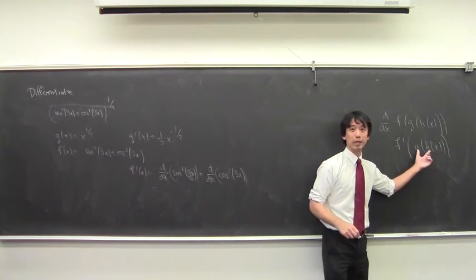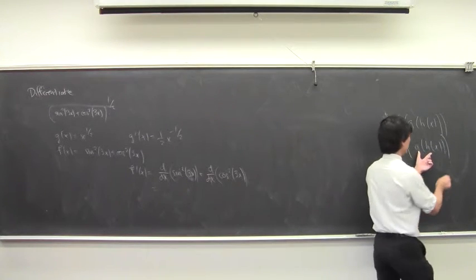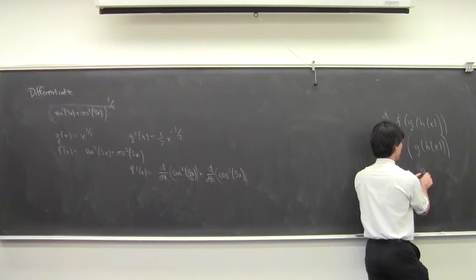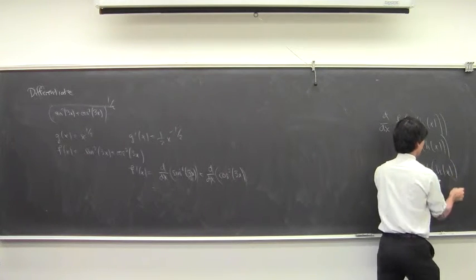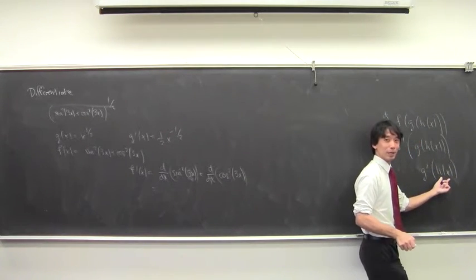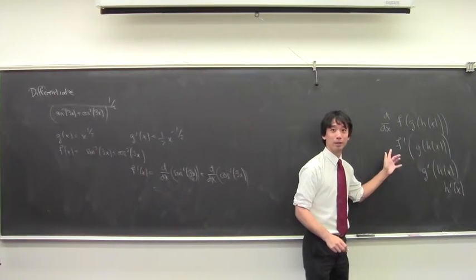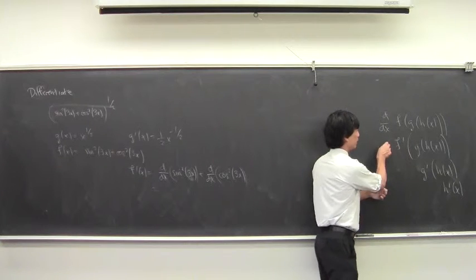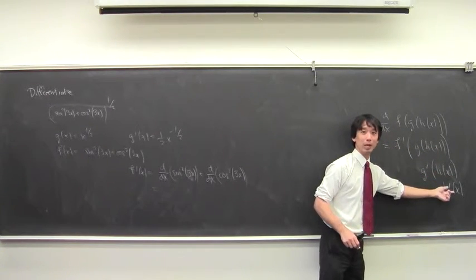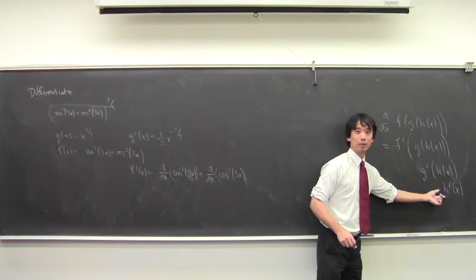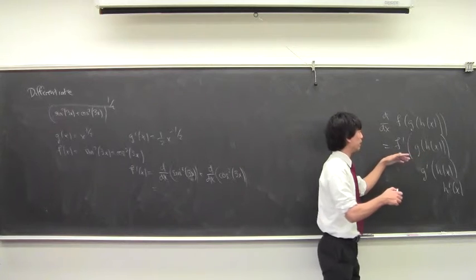Times the derivative of the inside guy, right? Well, what's the derivative of the inside guy? The derivative of the inside guy is the derivative of its outside guy, evaluated at the inside guy, times the derivative of its inside guy, right? So you get f prime at g of h of x times g prime at h of x times h prime of x. Right? You're just using the chain rule iteratively.